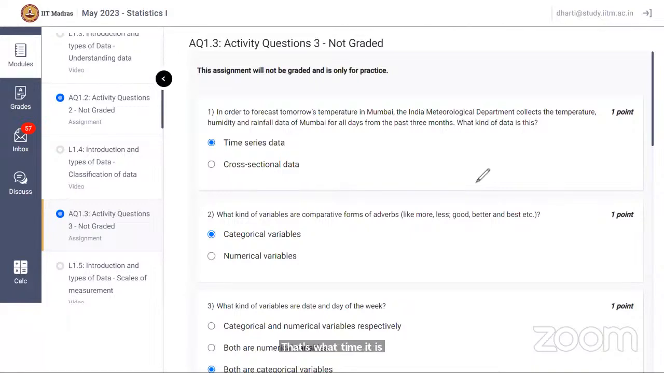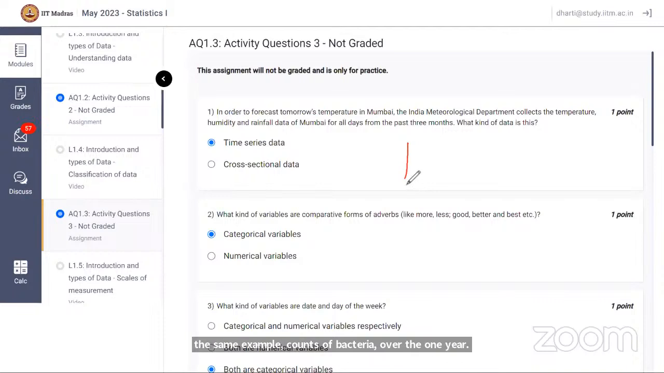Ma'am, please give an example of cross-sectional data. Okay, the same example, counts of bacteria over the 1 year. Over the 1 year or 1 month or 1 hour, no problem. Let's say, I'm not.